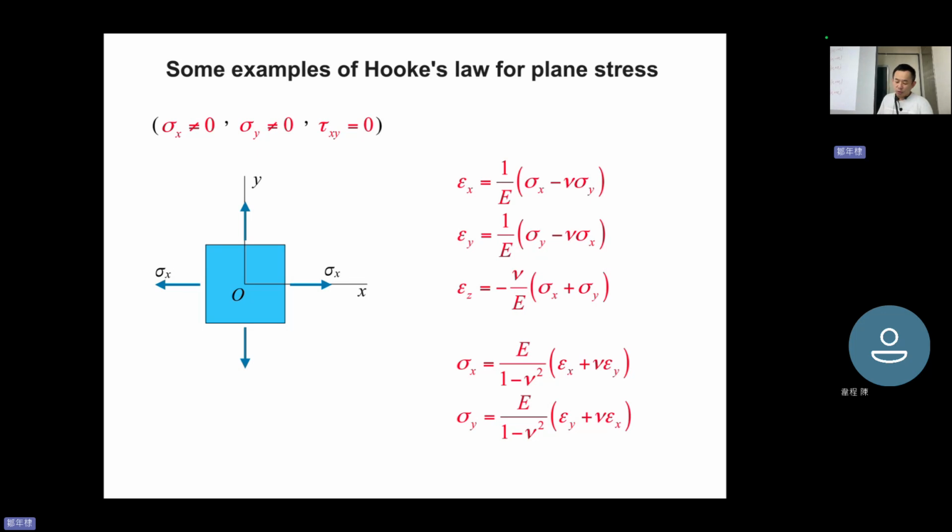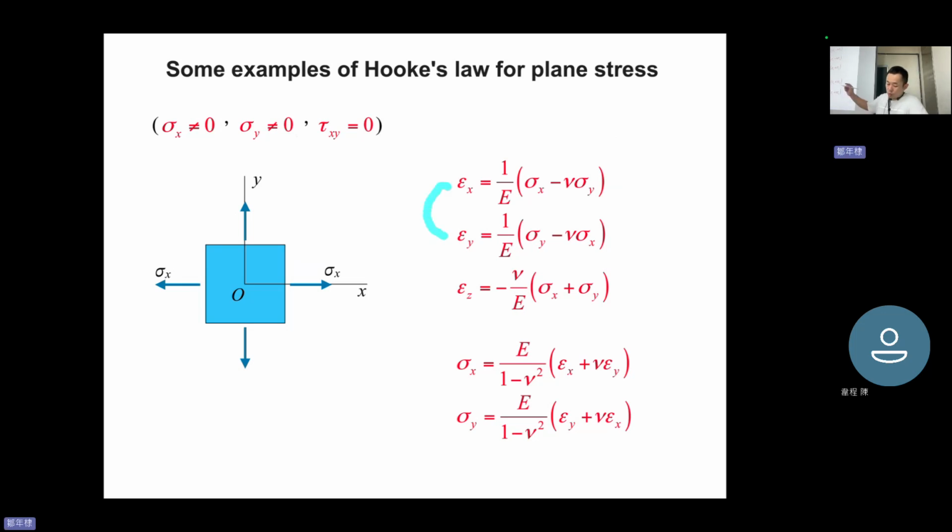I will give you Hooke's law for plane stress, with some special cases. Remember, if you're just considering tau xy equal to 0, you only have sigma x and sigma y non-zero. So you will have epsilon x, epsilon y, epsilon z. These three combine together.